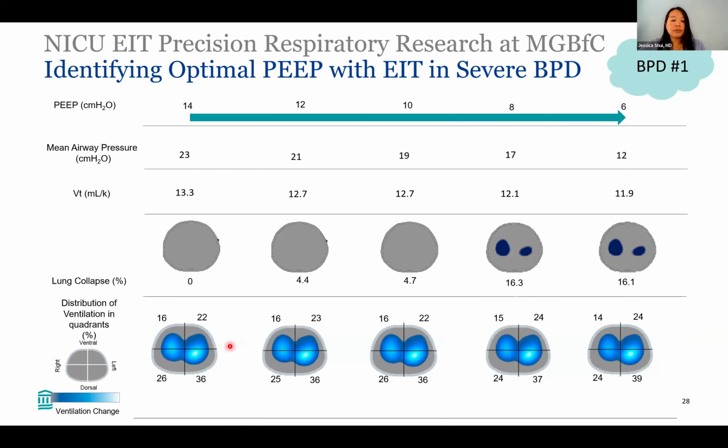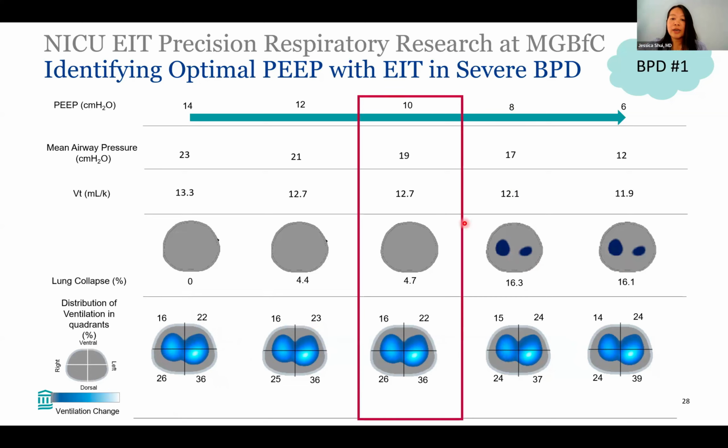So if you divide it into quadrants, that's what these percentages represent. It actually didn't change too much as you went down on PEEP. So with this data, we wanted to avoid atelectasis. So the lowest PEEP level before that occurred was 10. And the patient actually stayed on that PEEP of 10 for another 10 months after.